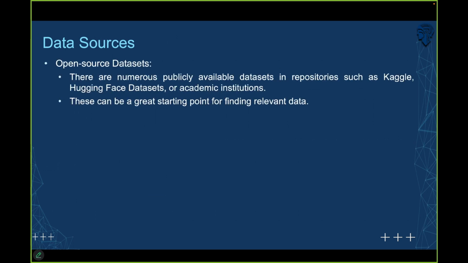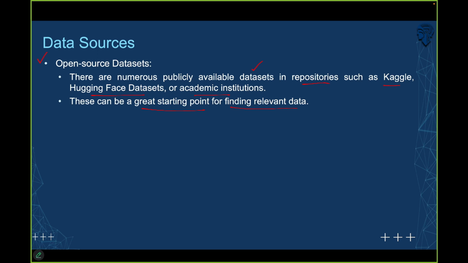Data sources. From where can we collect the data? Well, the best thing is you collect your data yourself. But then do we have third-party apps or options or ways available which can be used to collect this data? Absolutely. There are numerous publicly available data sets in repositories like Kaggle, Hugging Face datasets, academic institutions. These can be a great starting point for finding relevant data, at least when you are planning to start.